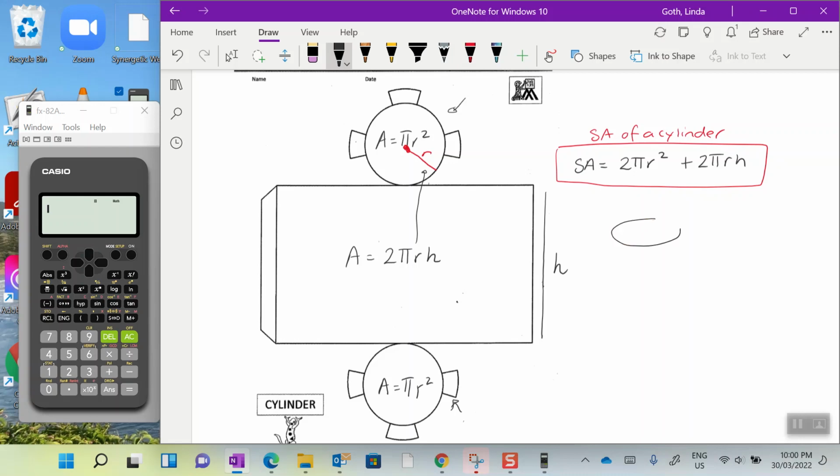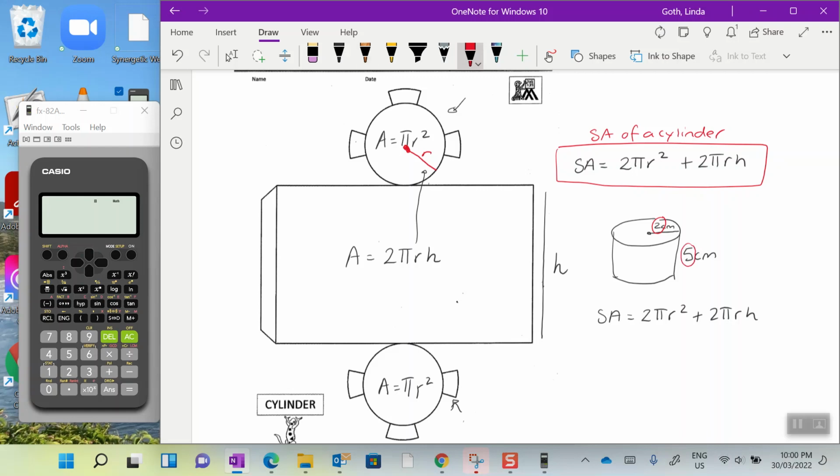So if I have a cylinder like this, and I know that it is 5 centimetres high, and it's got a radius of 2 centimetres, I can say that the surface area is equal to 2 pi r squared plus 2 pi r h. I'm going to write my formula first, and then wherever I see an r, I'm going to put this 2 centimetres. Wherever I see an h, I'm going to put this 5.